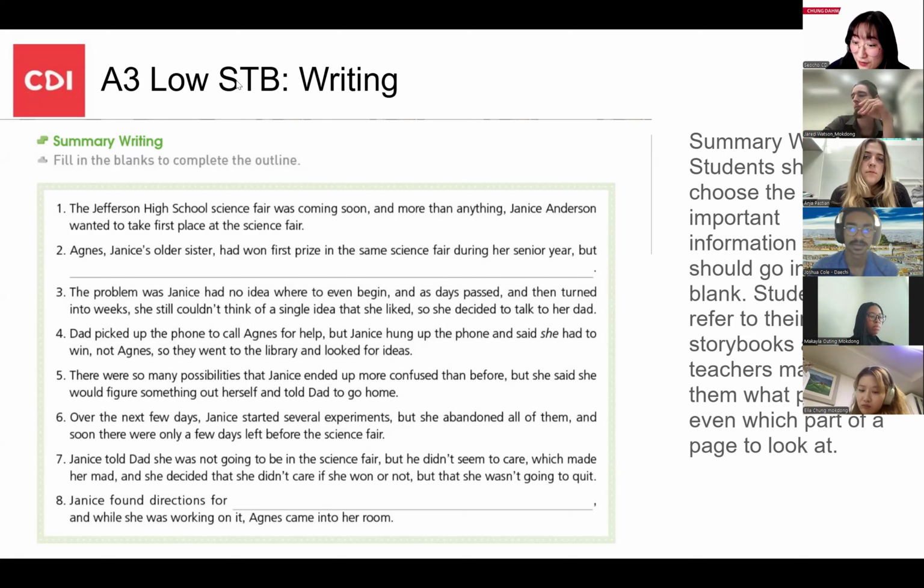So students should refer to their storybooks and you can guide them in this way. If they're even lower in level, you might just tell them what page or what region of a page to look at. There isn't really a right or wrong answer here. As long as the students can justify it to you, it should be the important information. So if they're telling you some minor details, then you should let them know. And the smart textbook will give you a guide of what information they're looking for. But I think as long as the students can justify to you why this information is important, then they can have a correct answer.